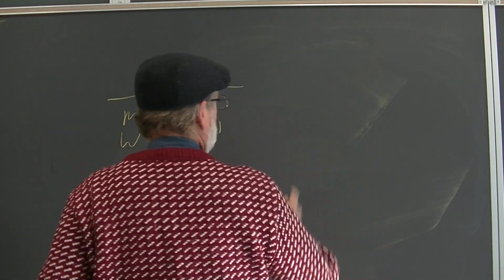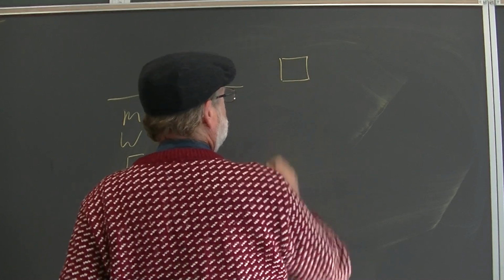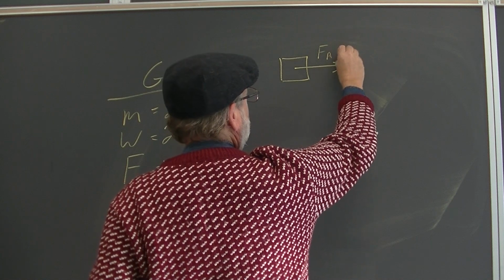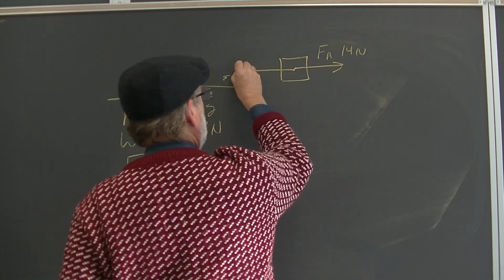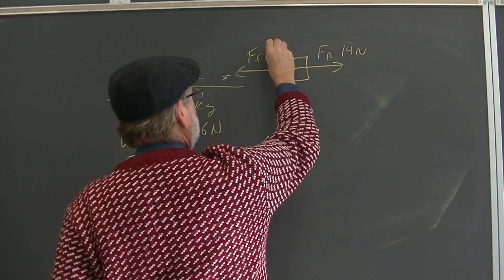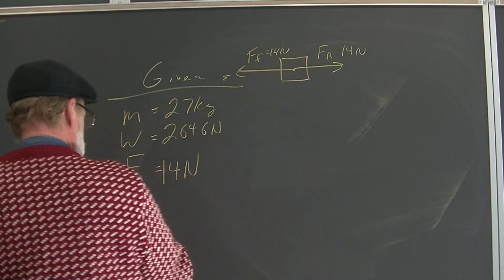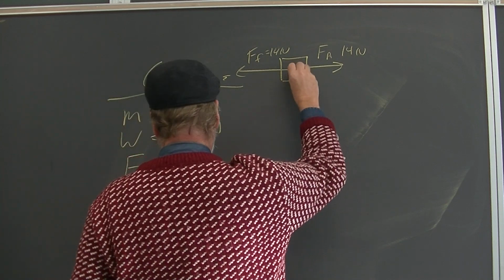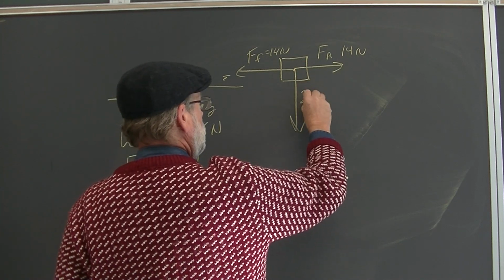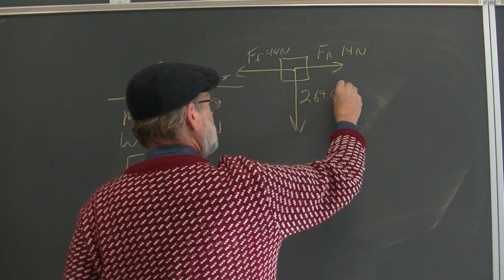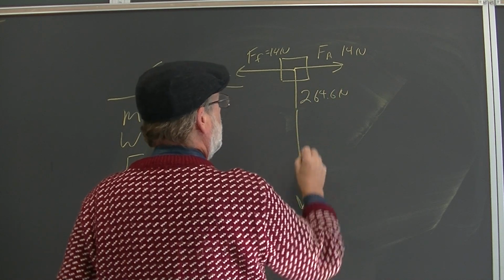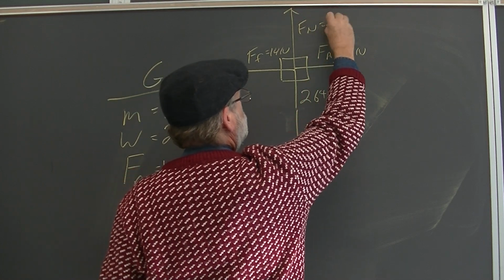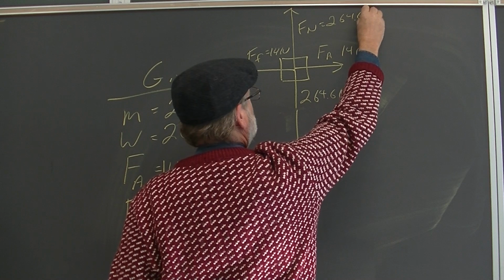If I draw a little free body diagram, I could show that force applied, 14 newtons. Force of friction equals 14 newtons, so I could put force of friction equals 14 newtons down here. I could put my weight, which is 264.6 newtons, and obviously that should be a much longer arrow, and my normal force must be 264.6 newtons.